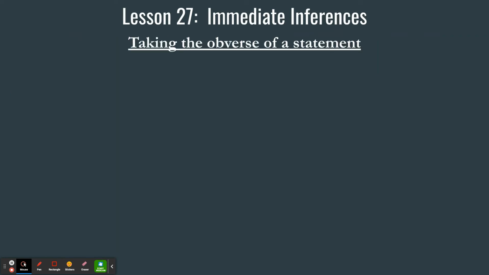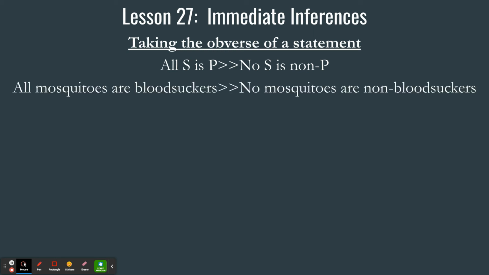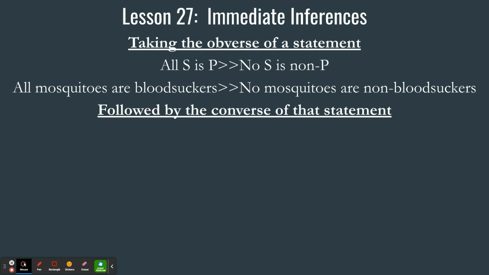So let's demonstrate. Here's our original statement: All S is P. And we're told to take the obverse of that statement. That means opposite quality, negate the predicate, right? So all S is P becomes no S is non-P. Then we're told to take the converse of that statement. So no S is non-P becomes no non-P is S, right? So we've taken the obverse of all S is P, no S is non-P, and now we've taken the converse of no S is non-P.